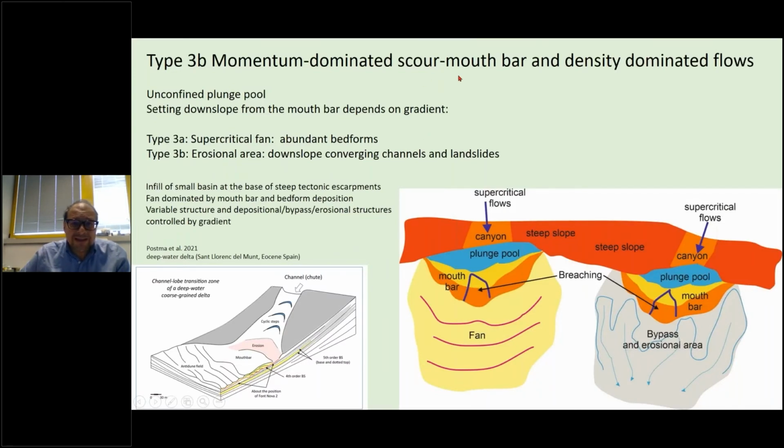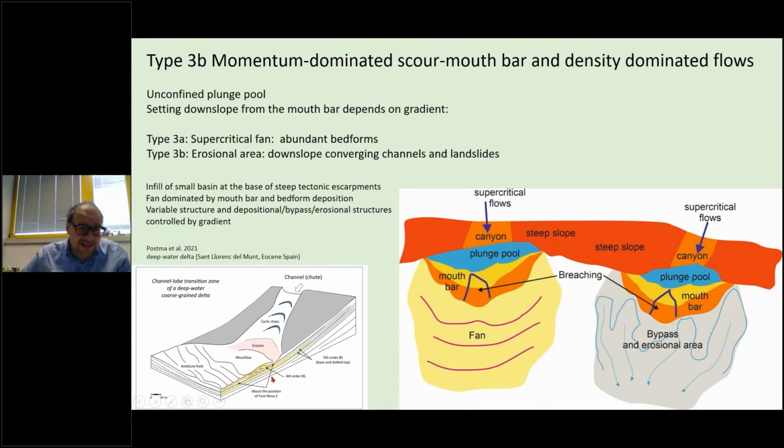So to interpret this last kind of plunge pool, I think that we have two types. More importantly, in the first type, in the 3A, we have the formation of a proper fan, and this fan has as its proximal part a plunge pool. Then we have a mouth bar, and then we have a fan which is characterized by the extensive development of sediment waves. In the other case, on the contrary, because of the gradient of the terrace or basin, the mouth bar passes directly to a bypass or erosional area.